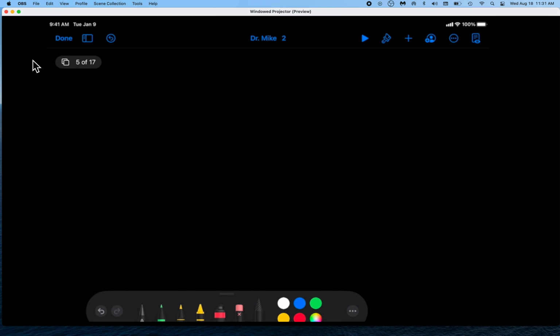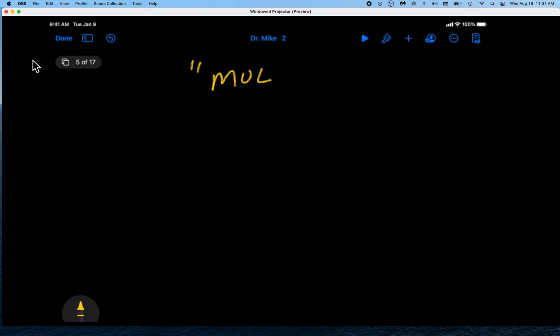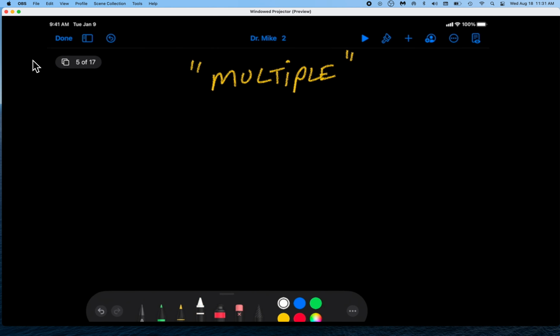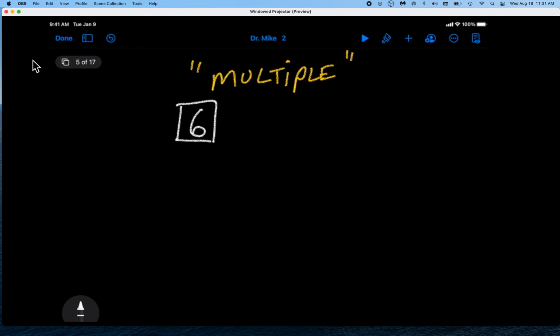Okay, folks, now we're going to talk about another topic called a multiple. I think it's helpful to talk about multiples in the context of a factor. So let's put a number in the box, and let's put factors over here. The factors of 6 are going to be 1 times 6, 2 times 3, and that's it.